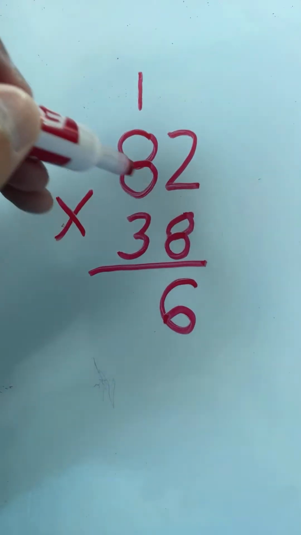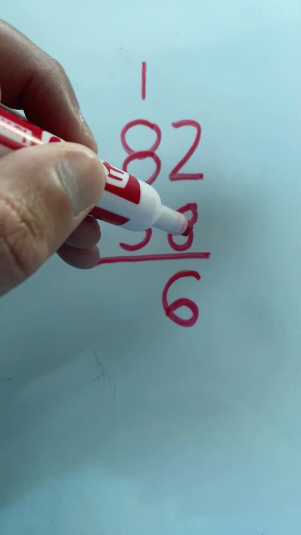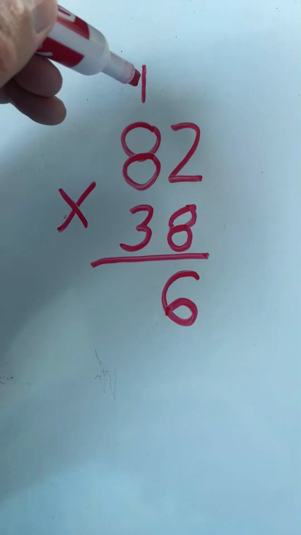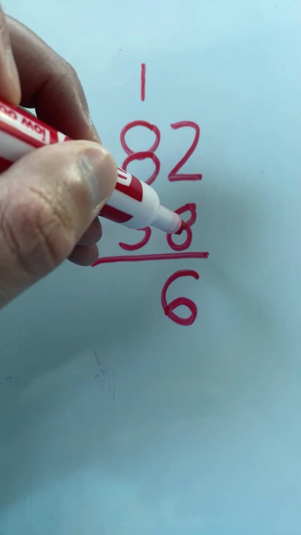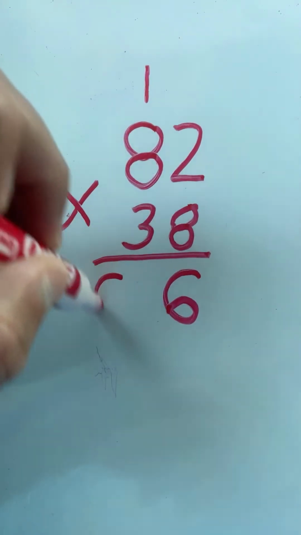Next, we're going to multiply 8 times 8. Then we have to add the 1 that we carried over. 8 times 8 equals 64. 64 plus 1 equals 65.